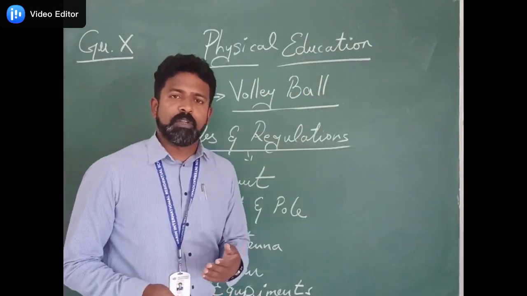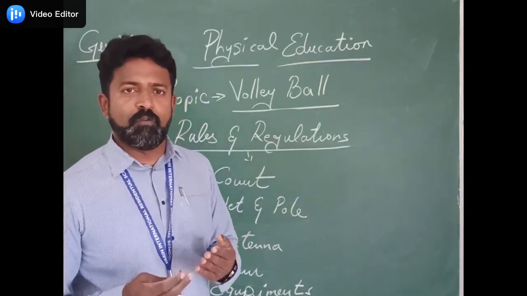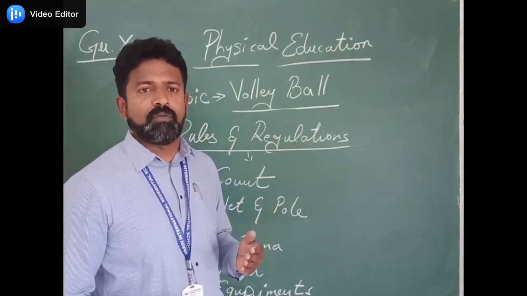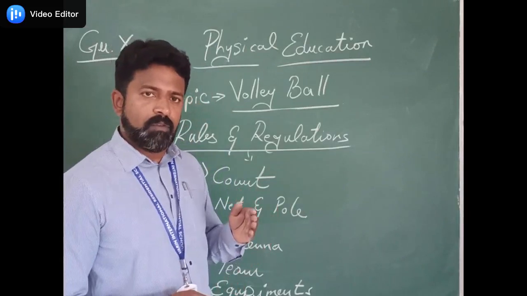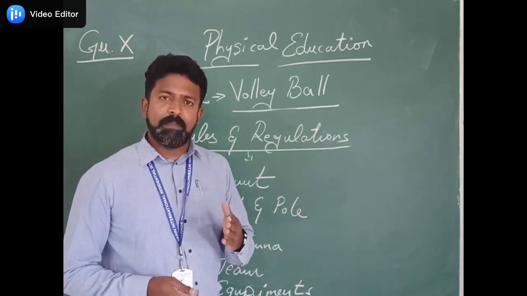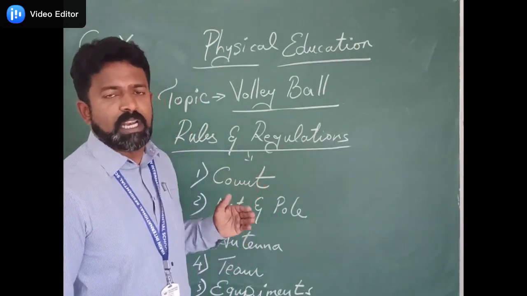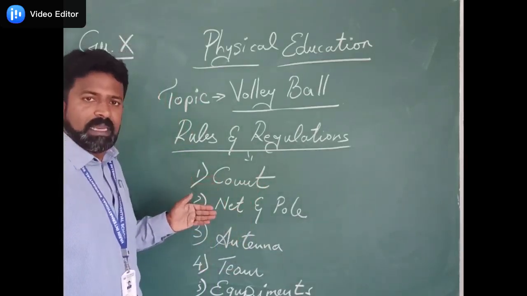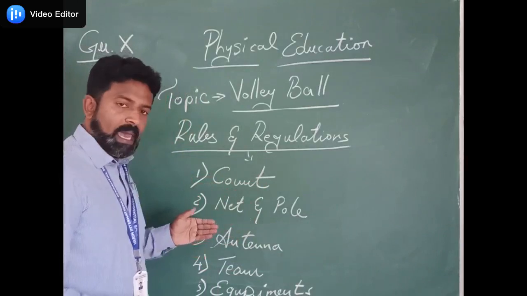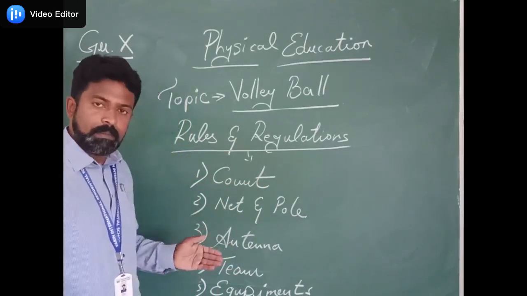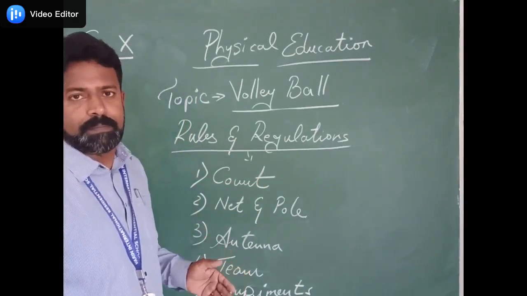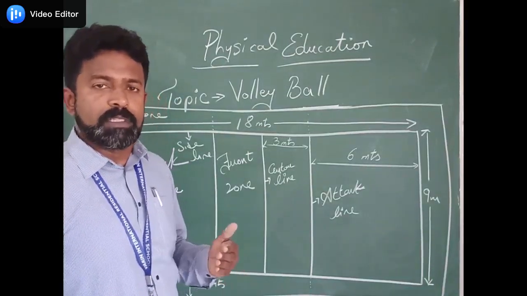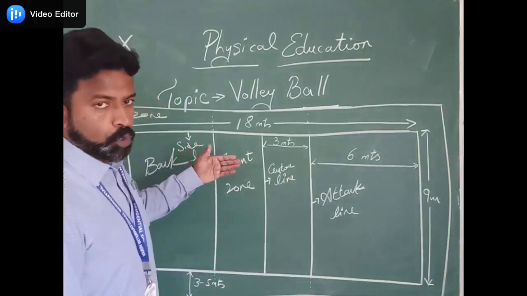I hope you are clear with the history of volleyball. Now we will move on to the rules and regulations of volleyball. Today we are going to see 5 subheadings in the rules and regulations of volleyball. They are the court, the net and the pole, antenna, team and equipment. The first subheading is the court.